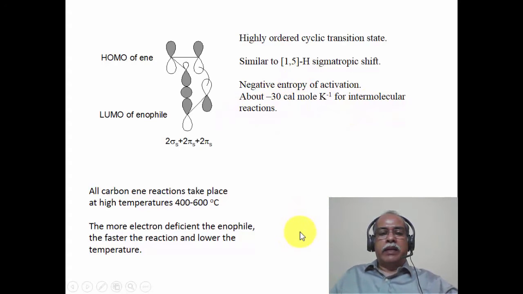An all-carbon ene reaction typically takes place at a very high temperature. In other words, it is very similar to a pyrolysis kind of system, but more and more electron deficient groups are put in the enophile. In other words, electron withdrawing groups are being substituted on the enophile. The faster the reaction and the lower the temperature.